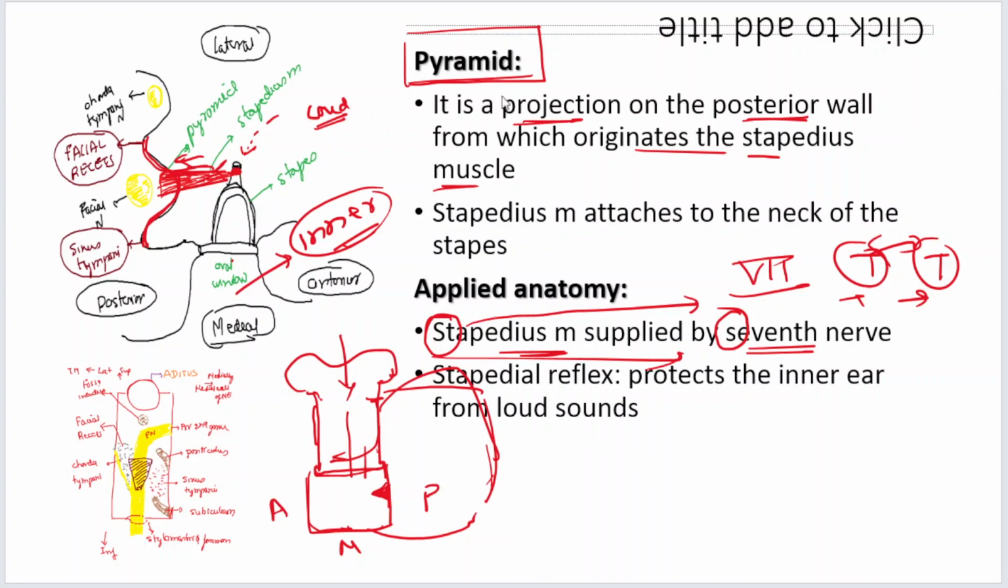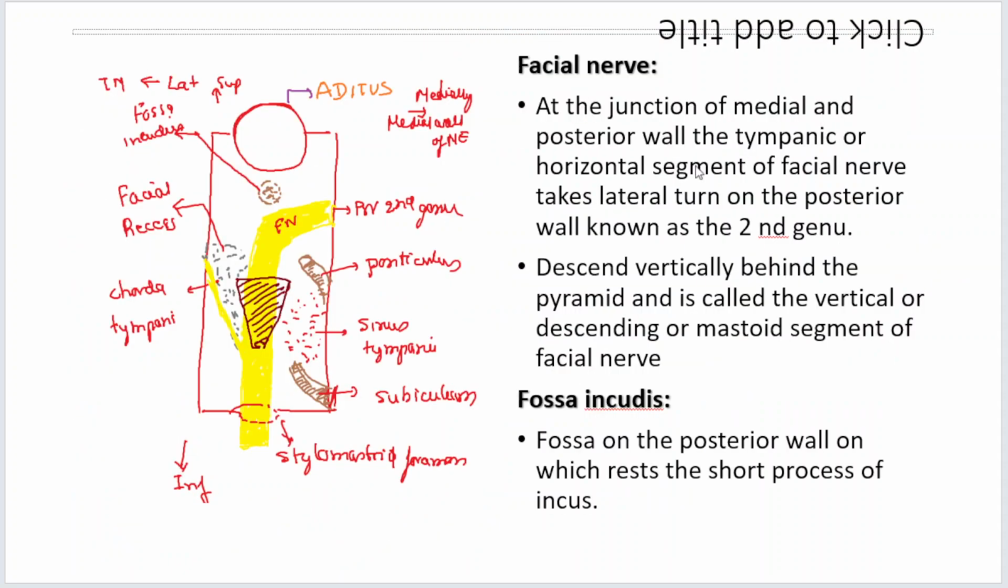So let me just recap again. Pyramid: as we are going through the external auditory canal, lifting the tympanic membrane, and after going into this middle ear cavity, on the medial wall you will see the promontory. On the posterior wall, you will see the pyramid from which originates the stapedius muscle, which is attached to the neck of the stapes, and it has an important function in the stapedius reflex, protecting the inner ear from loud sounds. Okay. Now coming to facial nerve.